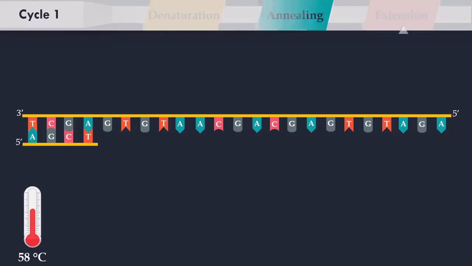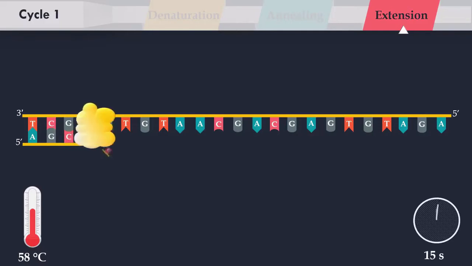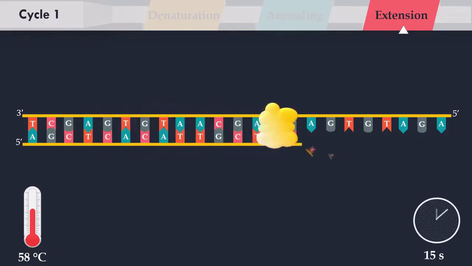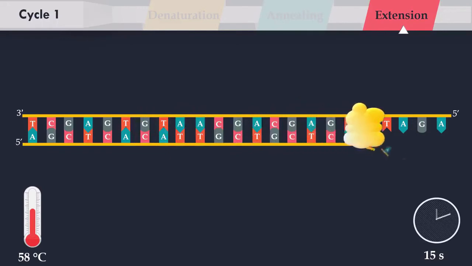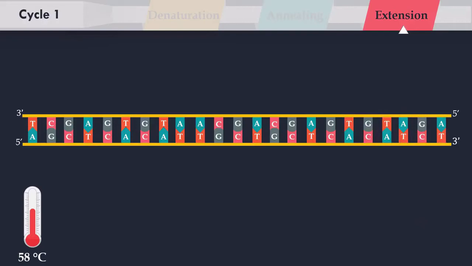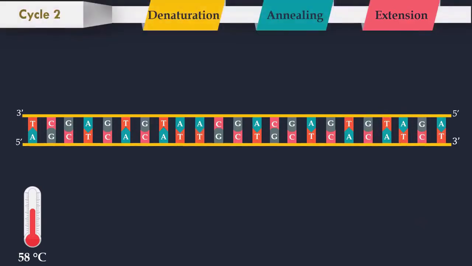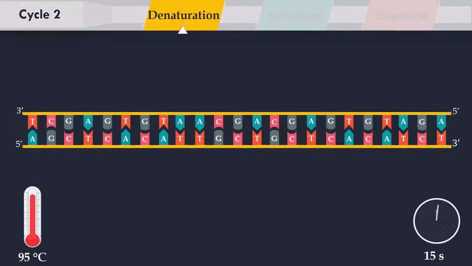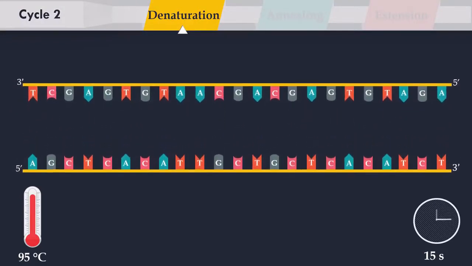In the extension step, the DNA polymerase synthesizes a new DNA strand complementary to the DNA template strand by adding free nucleotides from the reaction mixture that are complementary to the template in the 5' to 3' direction. The temperature at this step depends on the DNA polymerase used. After the first cycle, the double-stranded DNA target is obtained. Then, the denaturation of this double-stranded DNA is performed, yielding 2 single-stranded DNA molecules.